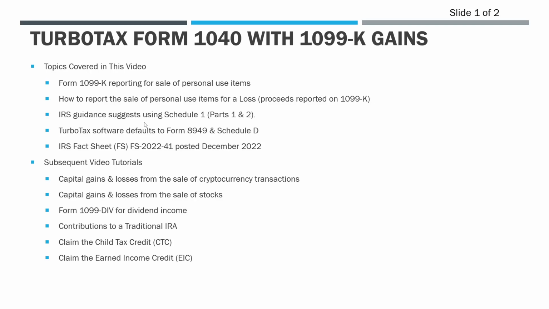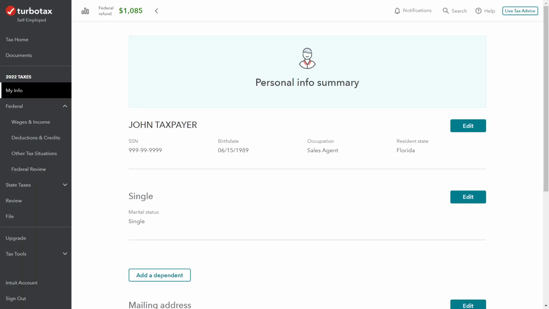Now, the IRS guidance, which we'll review, suggests that when we have a loss item, we report it on Schedule 1 in Parts 1 and 2, versus the gains are reported on Form 8949 and Schedule D. And this is how TurboTax is treating it. And again, this is how I have treated it in the past and how I would continue to treat it. So I think you should be doing it that way. But if you do use the IRS guidance, you should be okay if you relied upon it to be able to complete the return. So let's go look at the return itself.